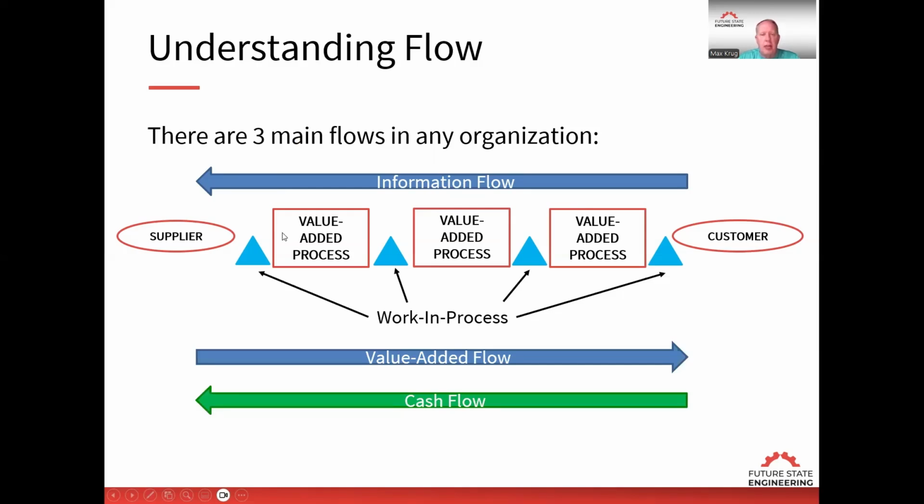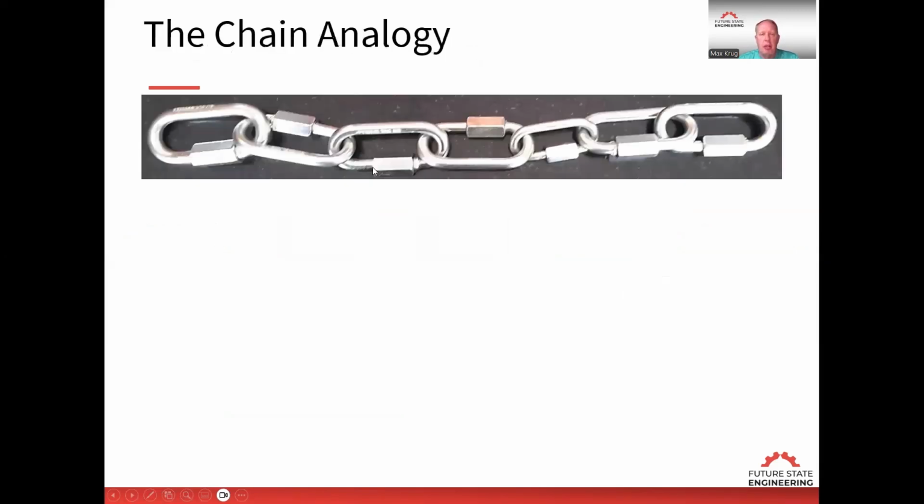Within this flow, either in the information flow or the value-added flow, regardless of whether the constraint is internal to the company or external to the company, there's still going to be a resource with the least amount of capacity in the system. That's going to be our flow dictator, which is important to understand because that resource is the one that dictates the flow of the entire system. To demonstrate that, I'm going to talk about the chain analogy.